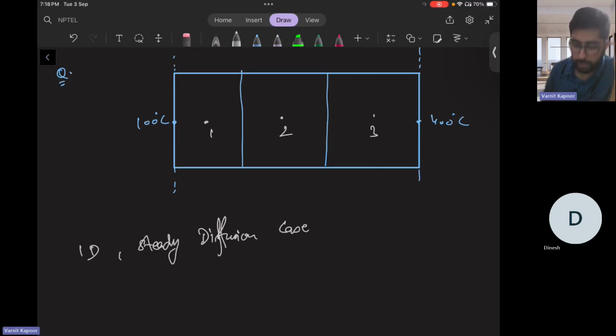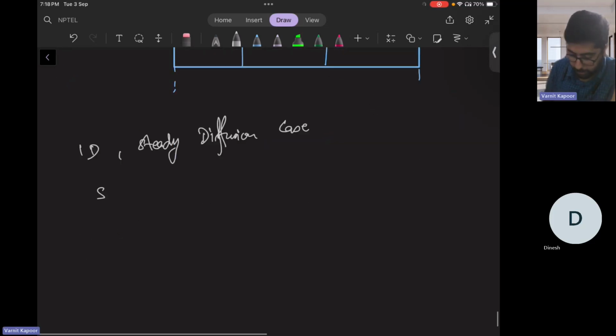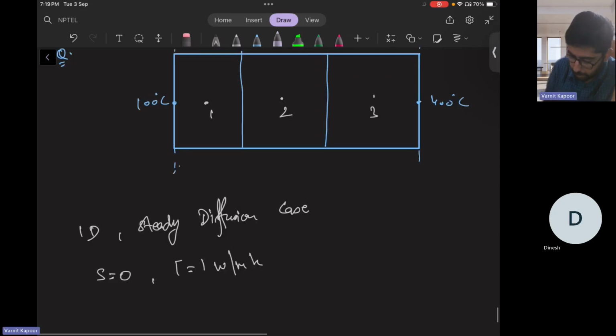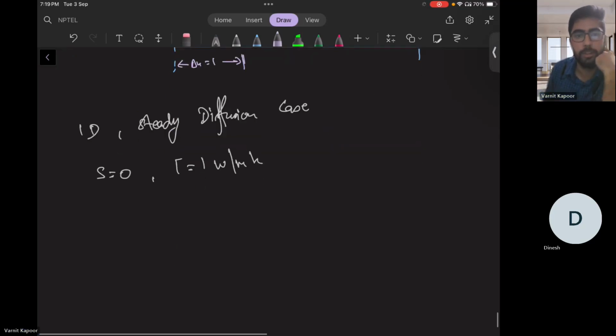Here the source we have assumed to be 0. Gamma we consider as 1 watt per Kelvin. Spacing between them is assumed to be 1. So between each node it is 1, and 0.5 from the faces. Area is suppose given to be 1 meter.